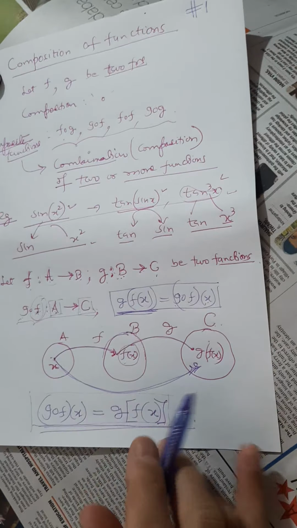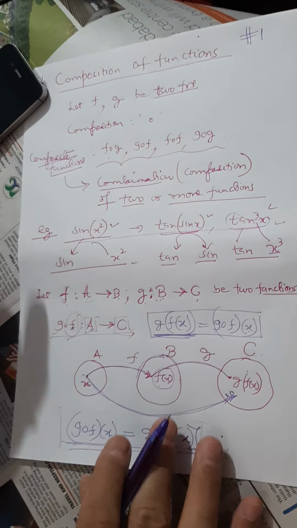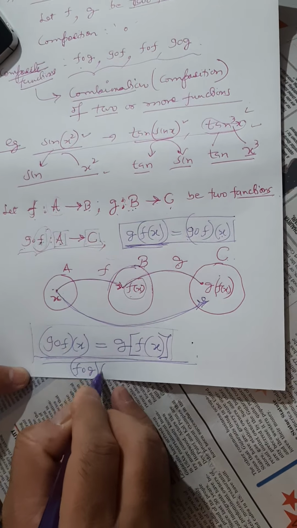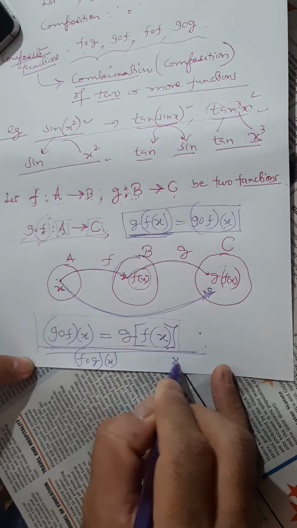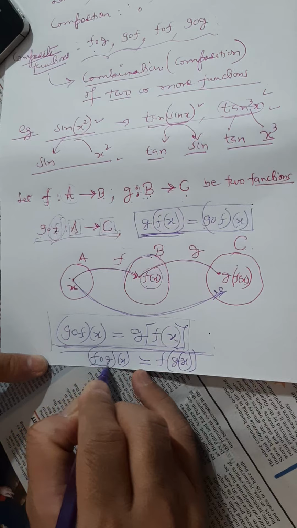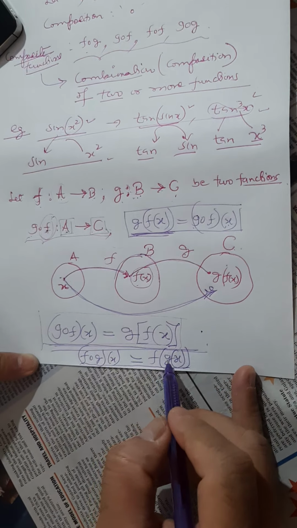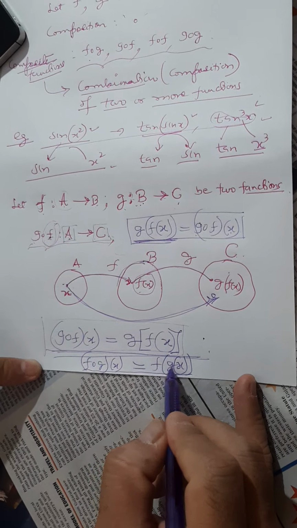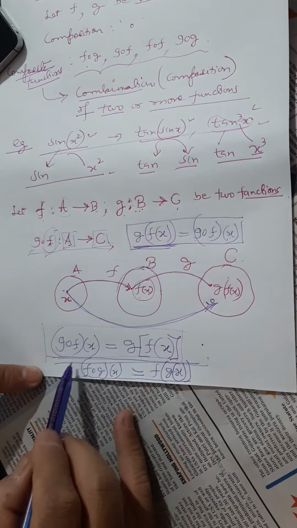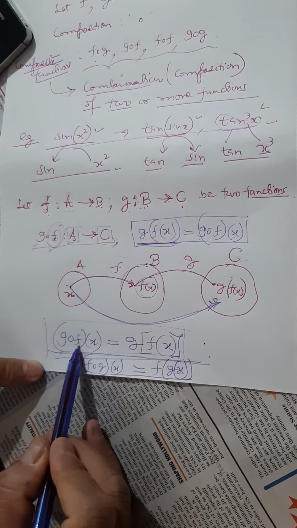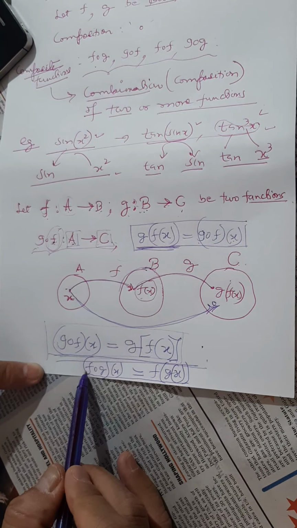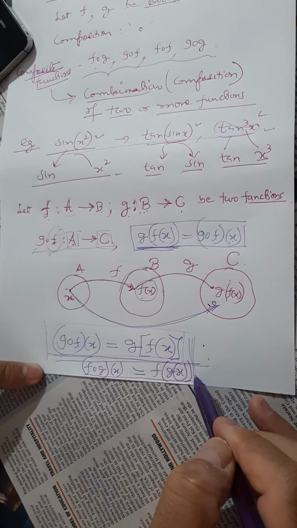You can define in the same way f o g also. If I want to get f o g at x, then on x you apply g first and then you apply f, so it is f of g of x. So this is the f o g function. It is application of two functions one by one. Here on x, f operated first and then g; here on x, g operated first and then f. This way we can find composition of two functions.